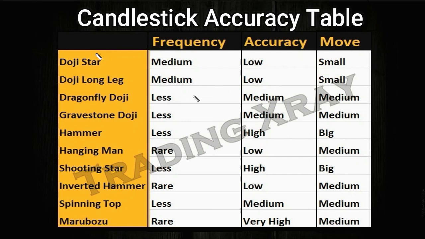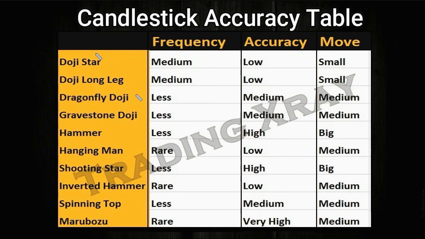The main problem in trading is that we know multiple strategies and multiple candlestick patterns, but we are not able to find the best one which suits our trading style. So we must have a candlestick accuracy table so we can compare them and know which candlestick pattern will give more trades, high accuracy and a big move before even taking the trade. And we can also decide the target and stop loss by this candlestick accuracy table.